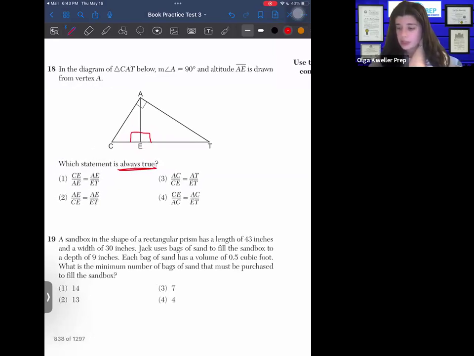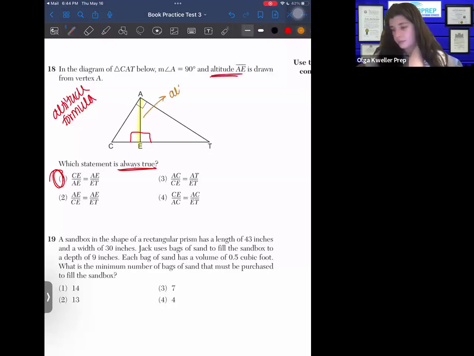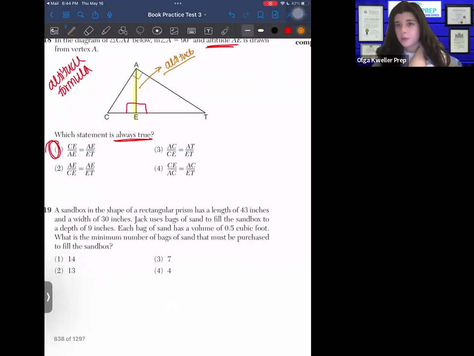Okay, so we have CE is equal to AE, AE is equal to ET. Oh, awesome. So this is basically what we were reviewing before as well. It's a repetition. This is that altitude formula that we reviewed for the previous question. It came up right away, right here. Choice 1 is our answer. So CE is to AE as AE is to ET, right? Because AE is our altitude as they tell us in the question. Okay, great. That one was nice, fast, and easy.